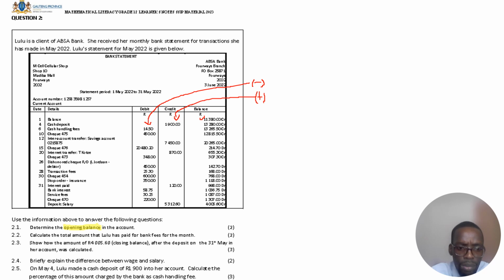11,380 is the balance, the opening balance. Okay, right. Then the next one, 2.2. Calculate the total amount that Lulu has paid for bank fees for the month.